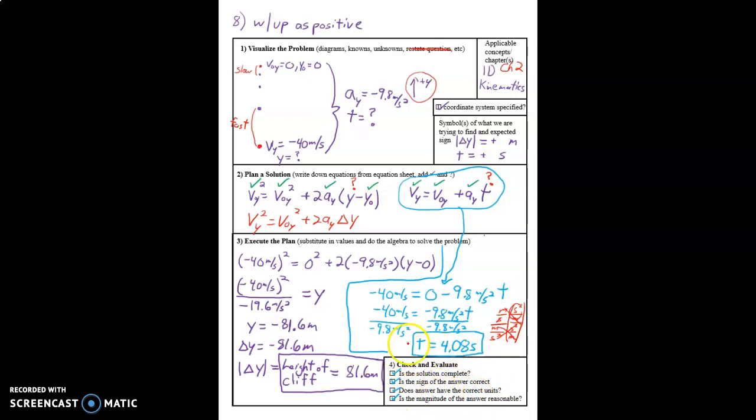4 seconds to fall roughly 250 feet. That sounds reasonable, and it's going 80 miles an hour roughly. So this all sounds pretty good.